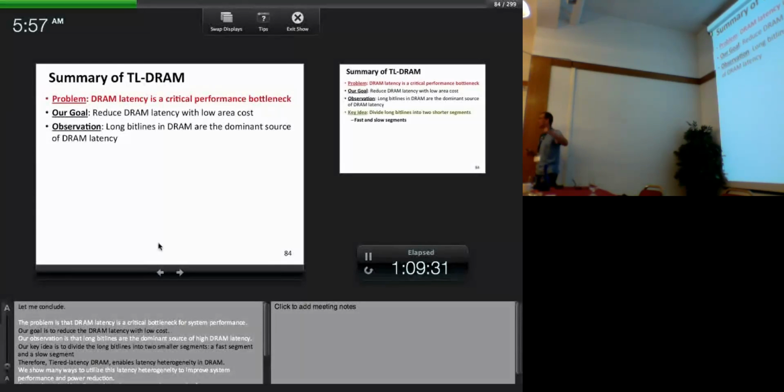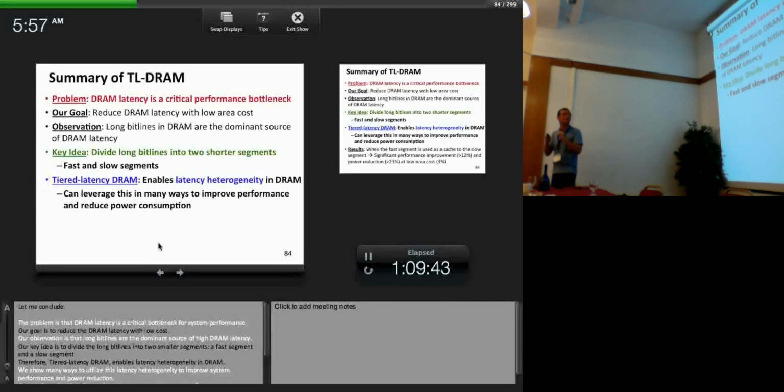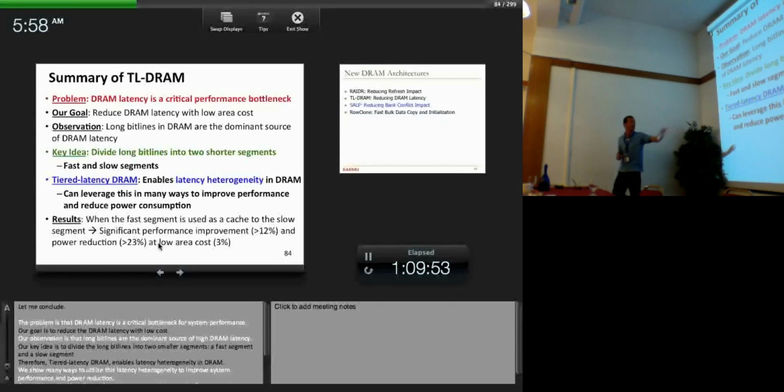And the observation was that long bit lines in DRAM are the main cause of that long latency. The key idea here is to divide long bit lines into 2 shorter segments, near segments and the far segment, or fast or slow segments. And the idea leads to tiered latency DRAM. This enables latency heterogeneity in DRAM. And you can leverage this heterogeneity in potentially many ways to improve performance and energy consumption. And we've leveraged it in several ways. One thing I've described was using the fast segment as an inclusive cache to the slow segment. As a result, you get significant performance improvement and power reduction at low area cost.